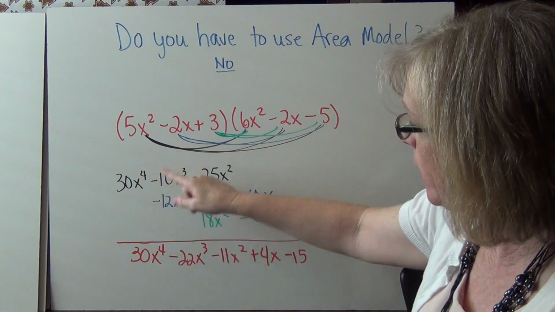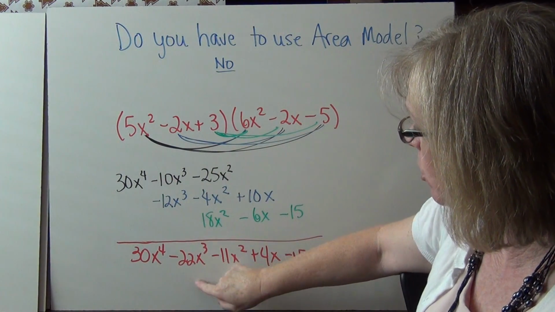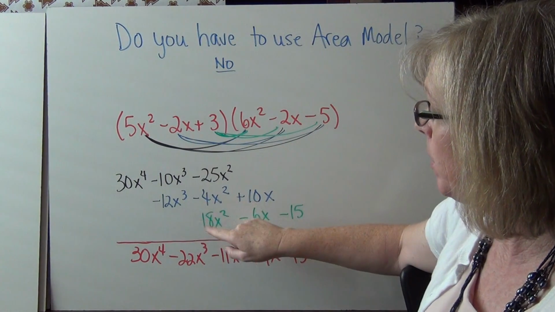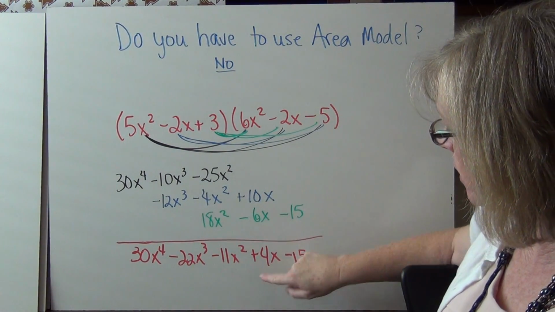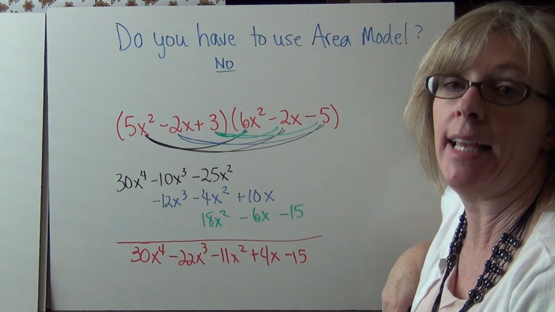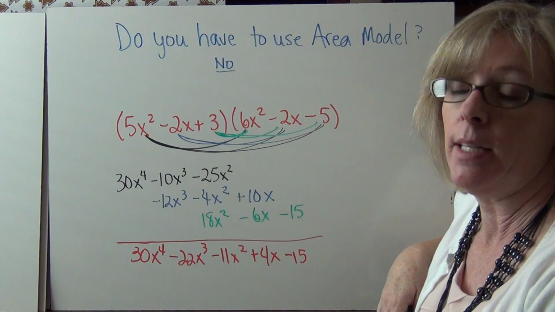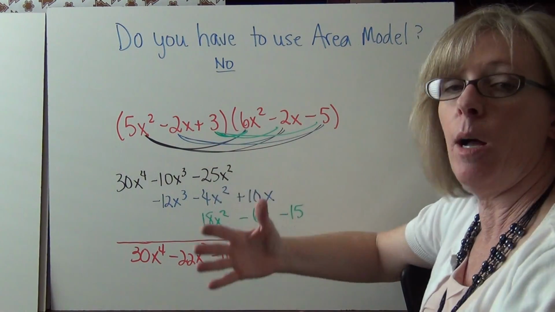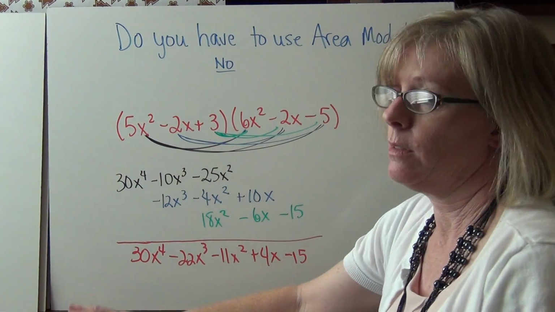And then I add straight down. 30x to the 4th, 10 and 12 is -22x to the 3rd, 25 and 4 is -29, but +18, -11x squared, 10 and -6, 4x, and 15, -15. So this would be my final answer on this problem. Okay? So you don't have to use the area model. I want you to know how to use it. When you get complicated problems, it might help you out. If it's not helpful to you, then that's okay too.